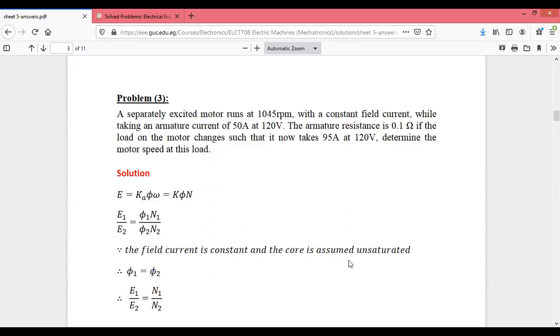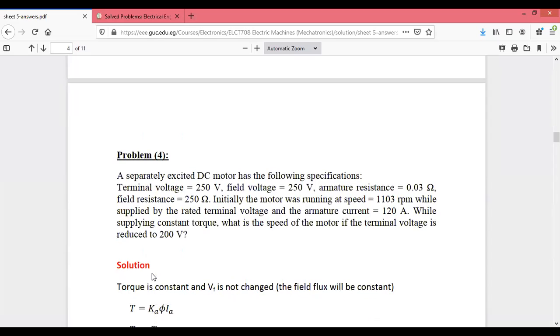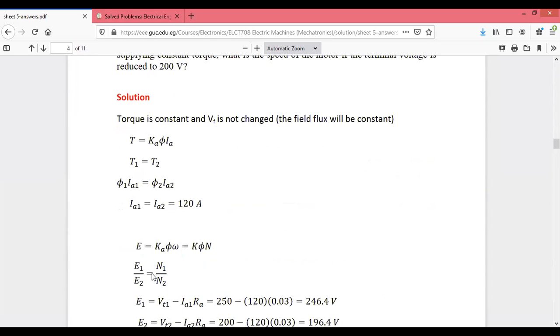What we are saying here is, if our core is assumed as unsaturated and field current is constant for the self-excited machine, at that time you can consider phi 1 equal to phi 2. So from the torque equation you will get Ia1 equal to Ia2, because you are considering the core is not saturating and the flux will remain constant. Ia1 value they gave was 120 ampere, so we can take Ia2 also as 120 ampere. But we have the equations for EMF and the speed.